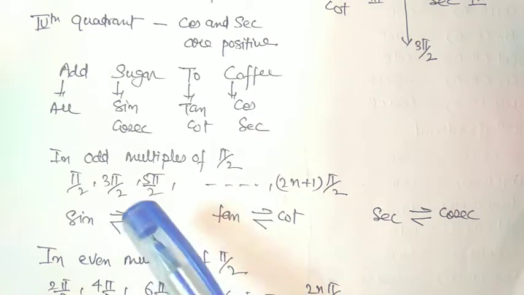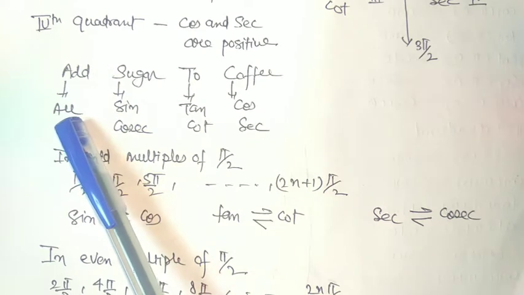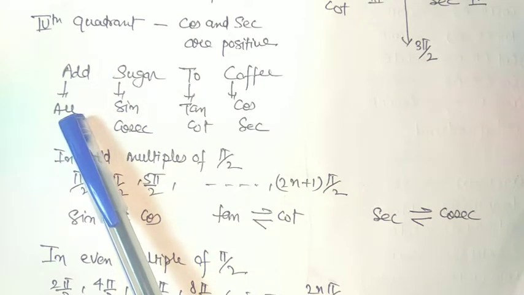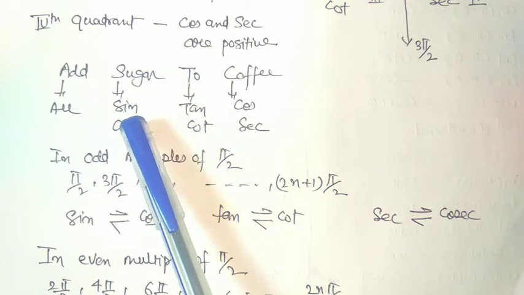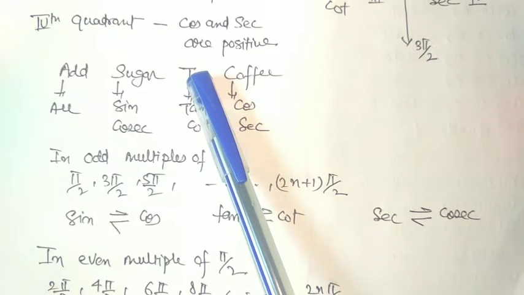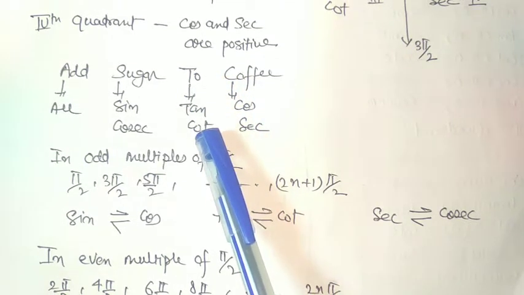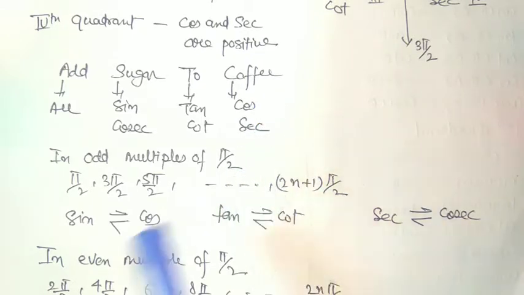So if we are using add sugar to coffee, then A for all means it is valid. First quadrant is valid for all trigonometric functions. S for sine, and reciprocal of sine is cosec. Second is tan, T for tan, reciprocal of tan is cot, and C for cos, reciprocal of cos is sec.